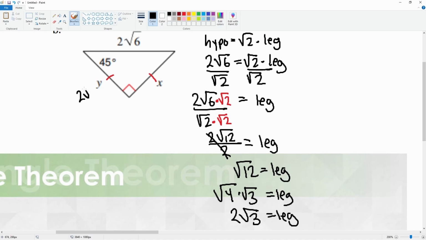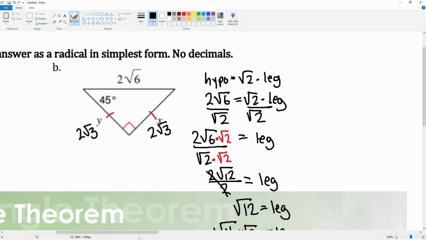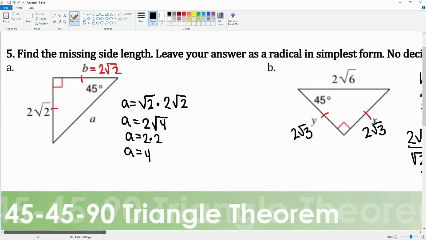Here we get 2 radical 3 for the first leg, 2 radical 3 for the other leg. There you go. That is how you use the 45, 45, 90 triangle.